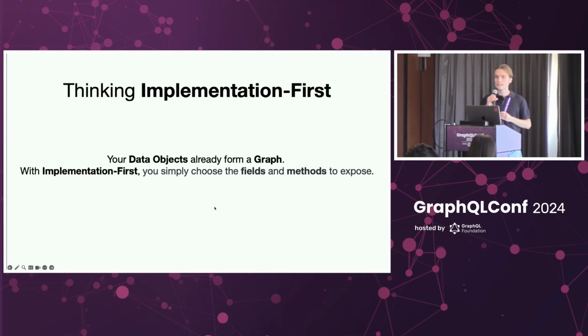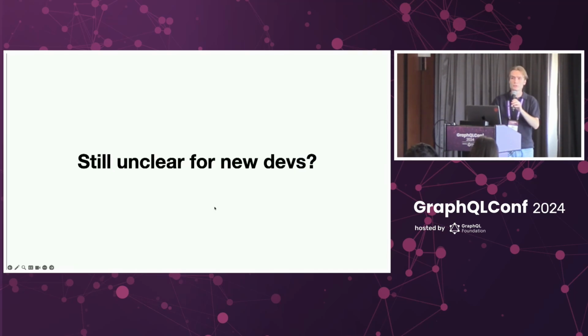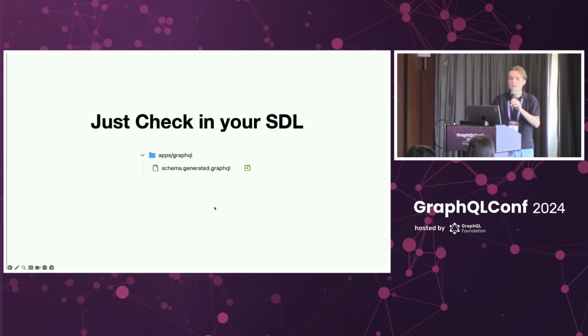And when you look at the code base, most of the people experienced in GraphQL already have no problem working with implementation first. And if it's still unclear for new developers who are maybe new to GraphQL, have read the schema definition, and are able to read a schema, you can anyways just check in your SDL as part of a pull request, just to make it more clear for new people to understand the schema, which is a best practice in general.